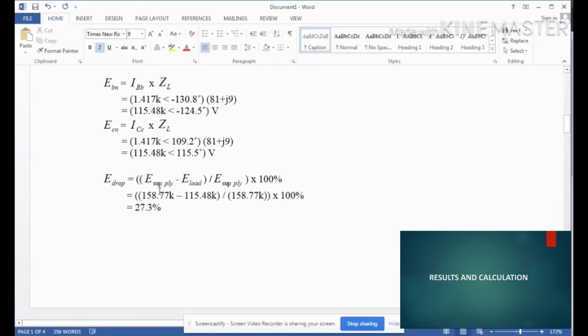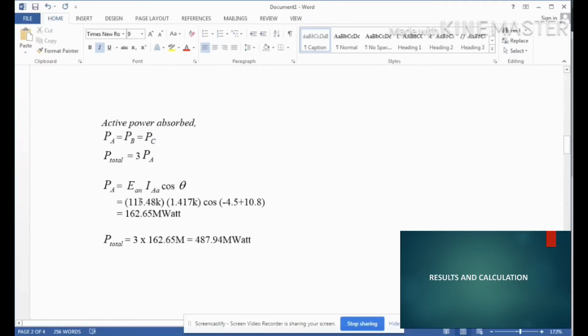For the voltage drop, the formula is voltage supply minus voltage load, divided by voltage supply, times 100. So we calculate 158.77 kilovolt minus 115.48 kilovolt, and we divide by 158.77 kilovolt and multiply by 100. The value that we get is 27.3%.